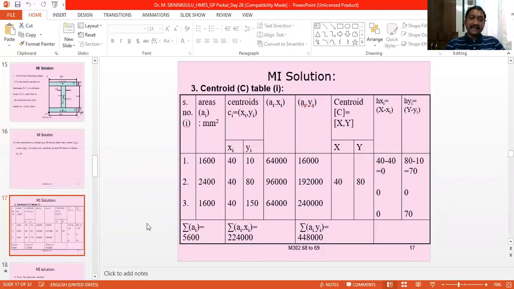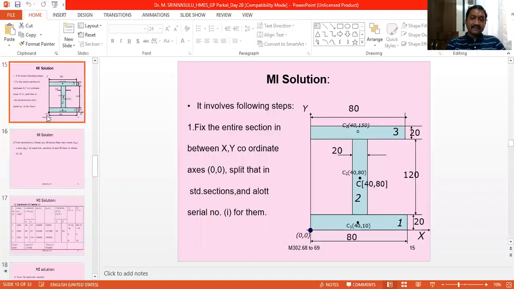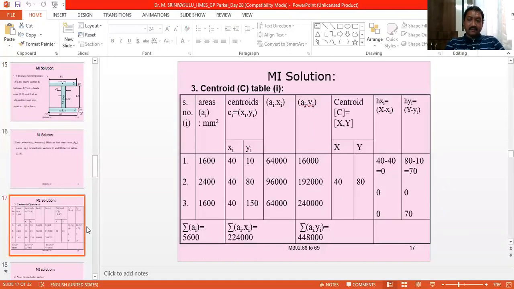Now coming to rectangle 3, for rectangle 3 also the same. The area is equal to 80 into 20, and here x3 is the same, that is 80 by 2, 40. Coming to the y3 coordinate, this is up to here. So 20 plus 120 plus this 20 by 2. This 20 by 2 is 10. So 20 plus 120, 140, plus 10, so it is 150. The coordinate y3 is equal to 150.